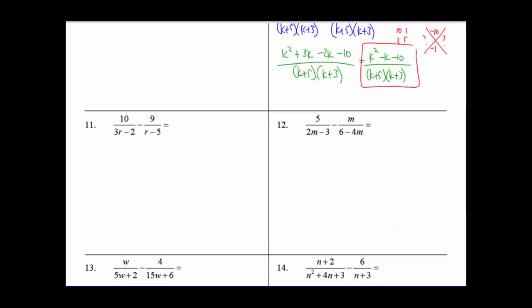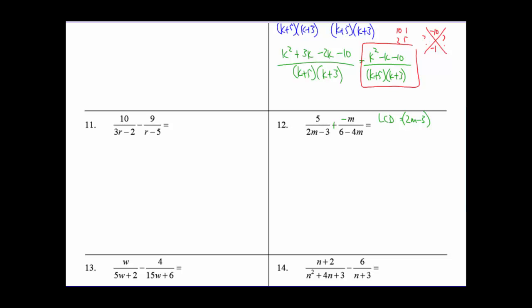Number 12, another step. Okay, we have another subtraction problem. Change this negative to a positive, place the minus on the m. One thing we want to do is look at our denominators. So for our LCD, we have a 2m minus 3 on the left. We want to make sure that is factored out completely, just in case it has any common factors with the other side, and there's nothing we can do with that.